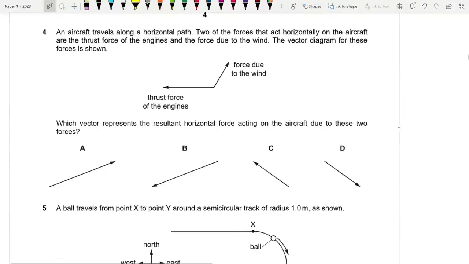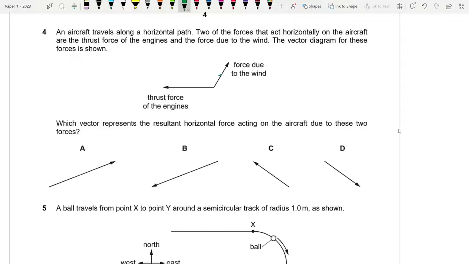An aircraft travels along a horizontal path. Two of the forces that act horizontally on the aircraft are the thrust force of the engines and the force due to the wind. The vector diagram for these forces is shown. Which vector represents the resultant horizontal force acting on the aircraft due to these forces? Okay, so we need to combine these forces. So it's essentially a vector diagram.